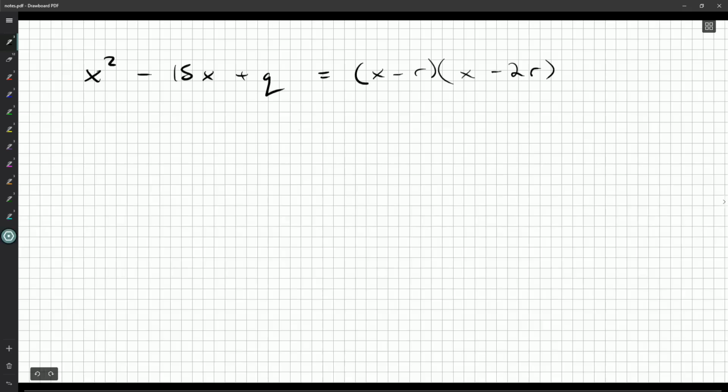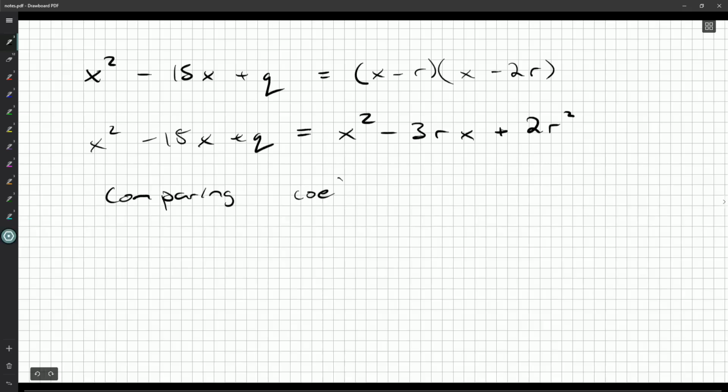So what do we have? Well, if we expand this side out, we get x squared minus 3rx plus 2r squared. And if we compare these, let me say something like comparing coefficients. One of the nice things about polynomials is if they're equal for all values or even most values of x, then their coefficients have to be the same. So comparing coefficients, negative 15 is negative 3r, and so r is going to be 5.